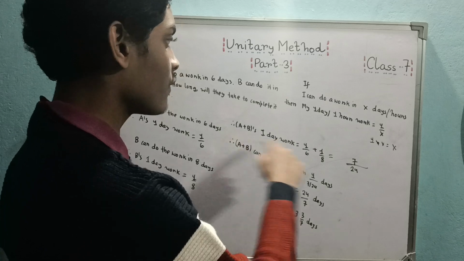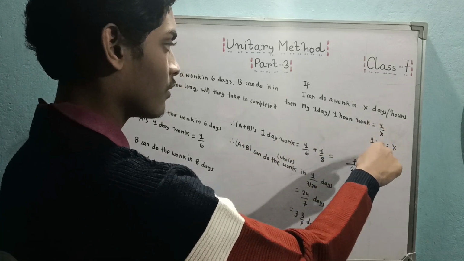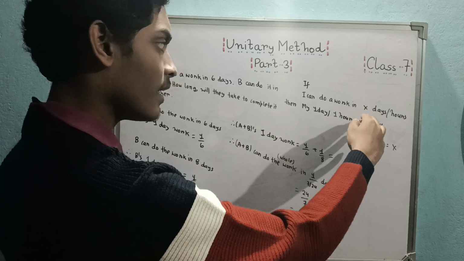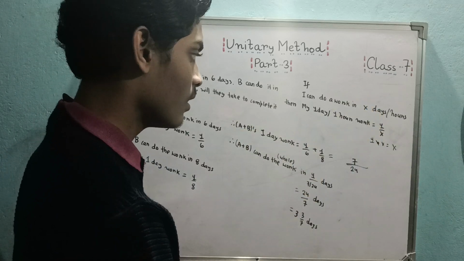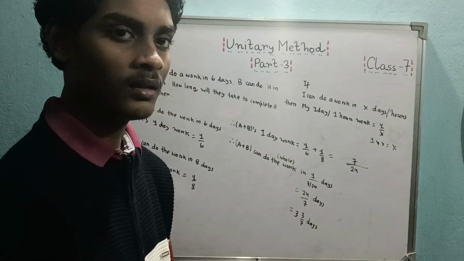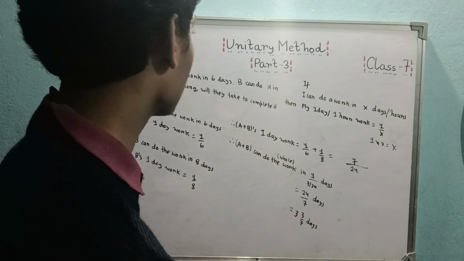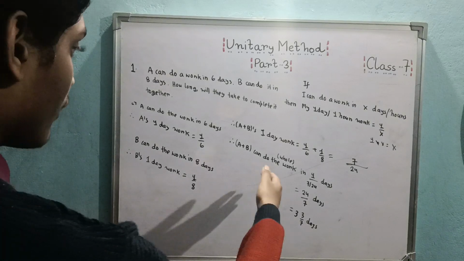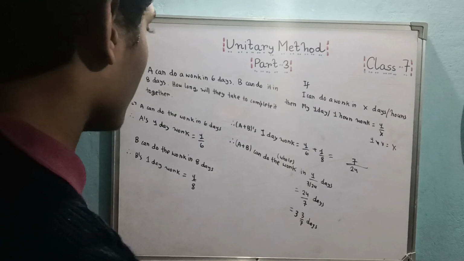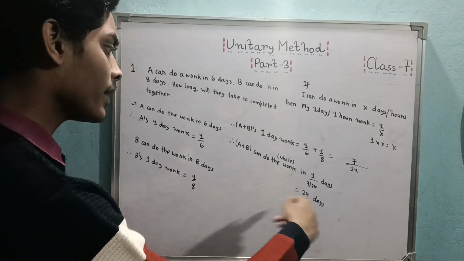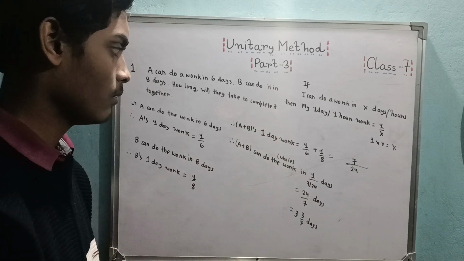You just observe, A plus B's one day work is this, suppose. And A plus B's whole work can be done in the reciprocal, x here. The reciprocal of 1/x is x. So the reciprocal of 7/24 is 24/7. And that's your answer, and that's what is being asked in the question. Just see properly. How long will it take to complete it together? That's what is meant here. It's mentioned here: A plus B, meaning they together, can do the whole work in 3 3/7 days.